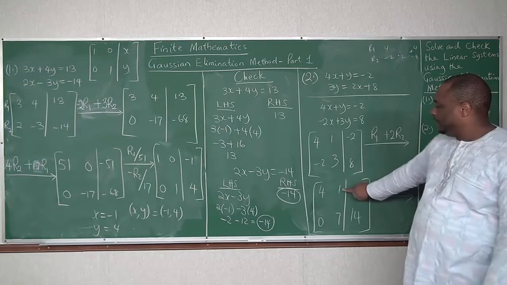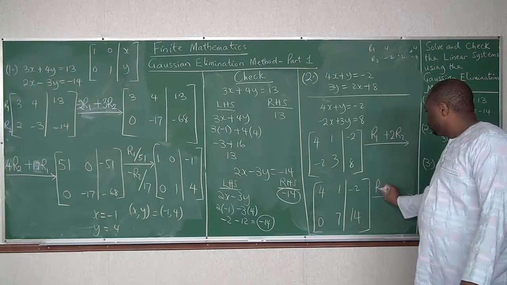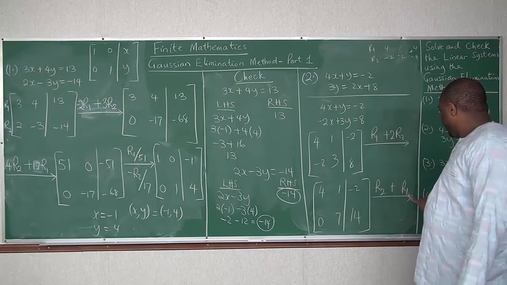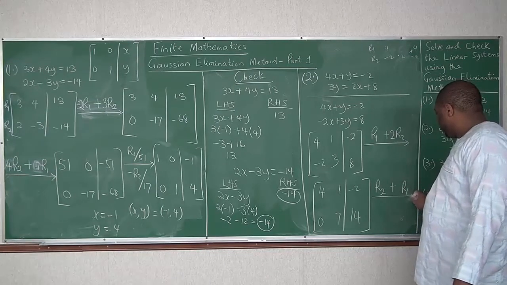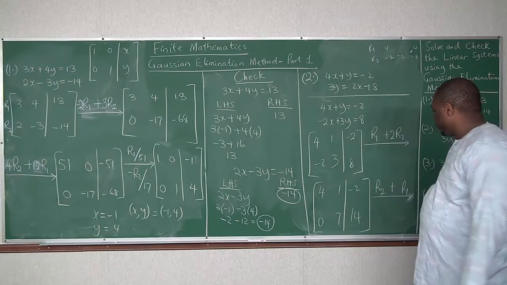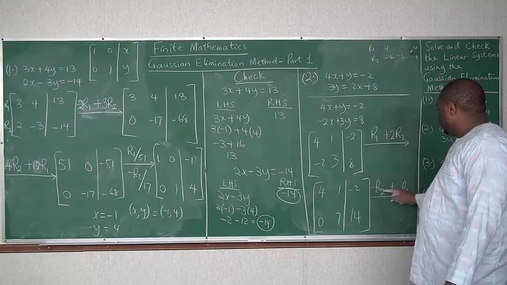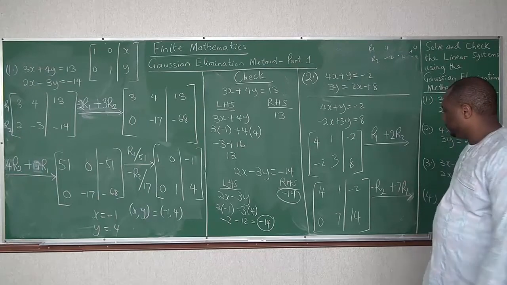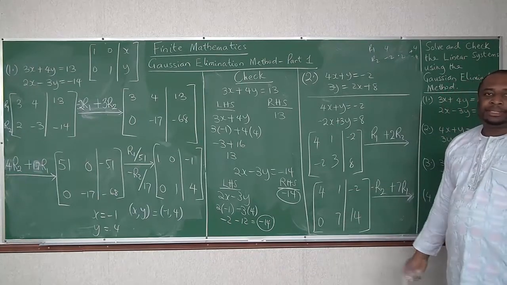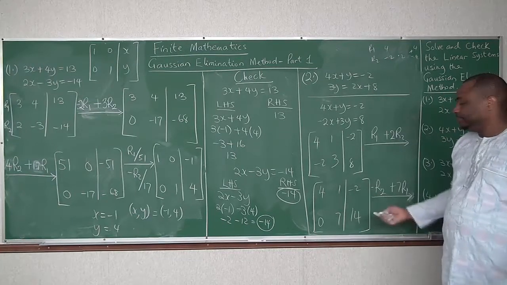The next operation, we need to make this to be what? 0. But we are using row 2 to operate on what? Row 1. Right? We are using row 2 to operate on row 1. So row 2 will not change. So this is 7 and this is 1. So what will it be? This will be negative R2 plus 7 R1. Because this is negative 7 plus 7 times 1, which is 7. So negative 7 plus 7 is 0.